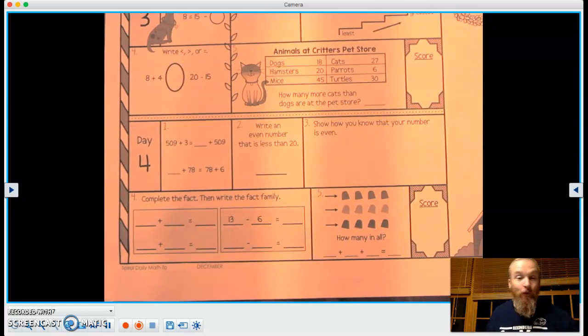We are on day 4 of our December daily math. So let's go ahead and get started.